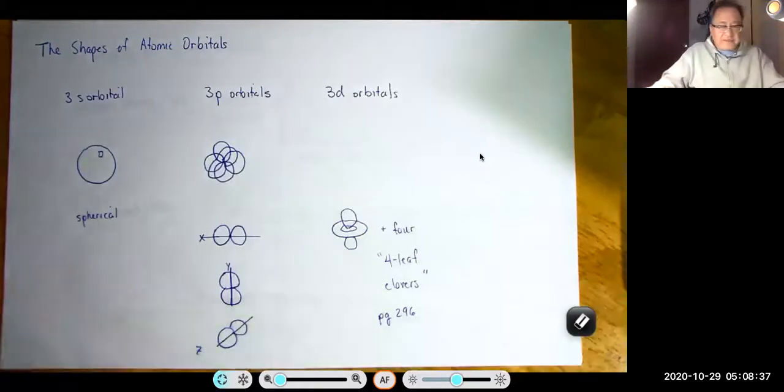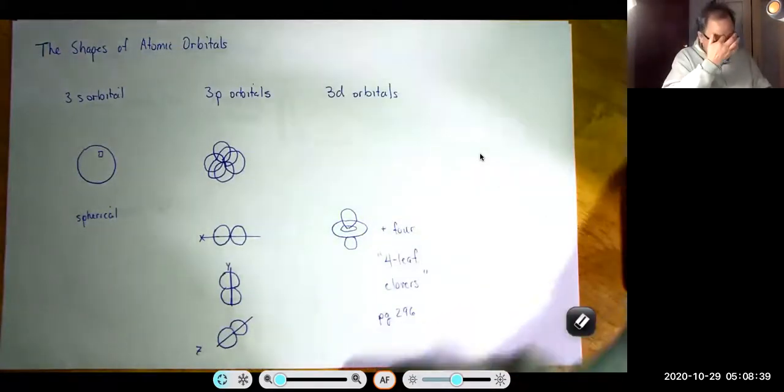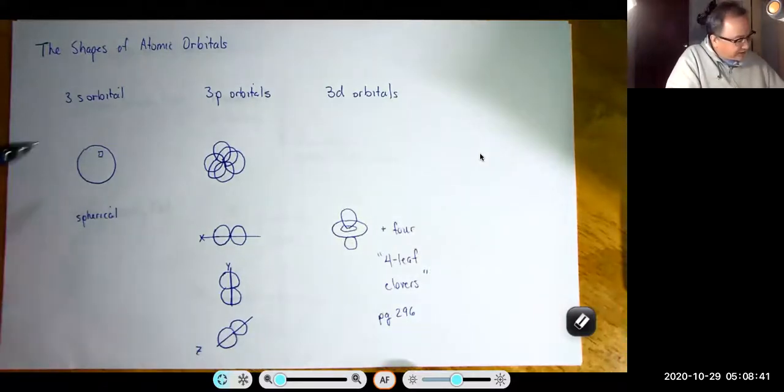Okay, the shapes of atomic orbitals. Let's take a look at these. So this is the shape of a 3s orbital. It looks like a sphere.